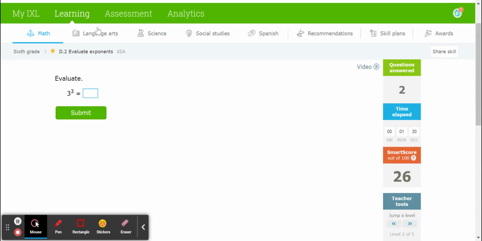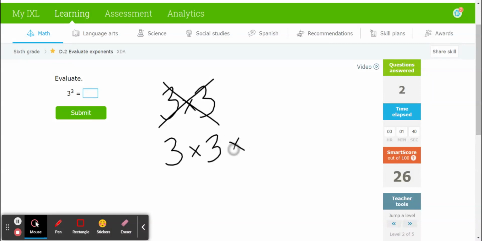3 to the third power is not saying 3 times 3. It's not what we're doing. It's saying 3 times 3 times 3. There's 3 3s that are being multiplied. So 3 times 3 is 9, times 3 is 27.